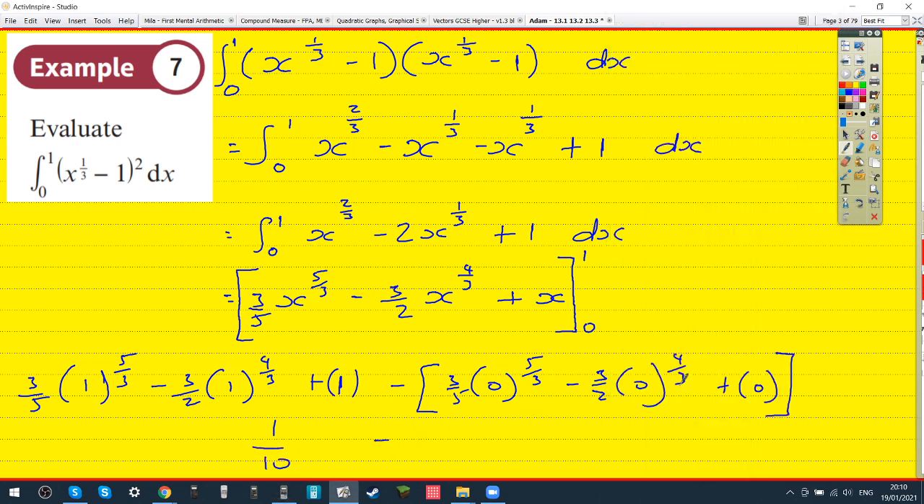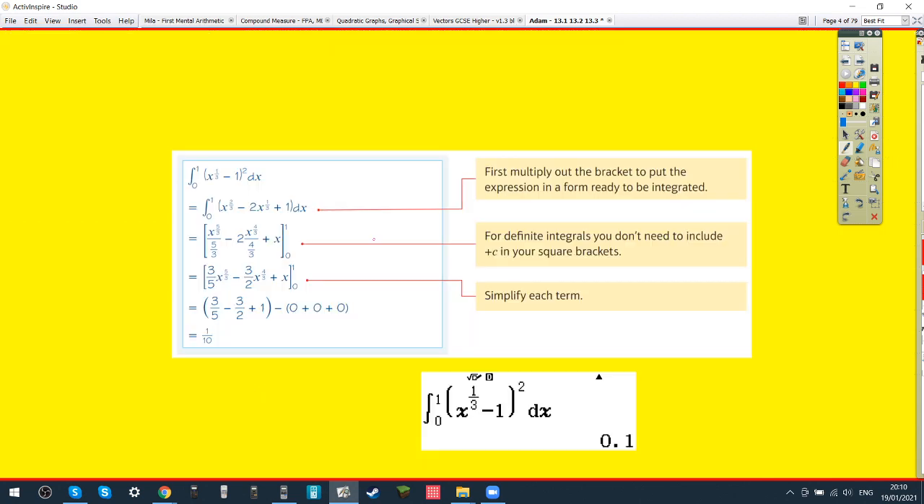minus, any idea what this next bit is? Would it just be 0? Yep. And so final answer? 1/10. 1/10. Great. So that's what those numbers in the front mean. You integrate as normal, sub in the first one, sub in the second one, and take the second answer away from the first. Yep. That's how you check your answer.